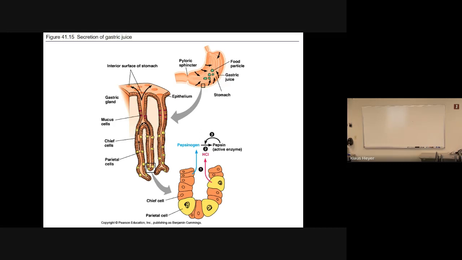But when you feel hungry, like your stomach is growling, that's your smooth muscle contracting. But there's no food. When there's food in your stomach and your stomach muscles contract, you don't feel it. When it's empty, then you can feel it. That's your stomach growling.